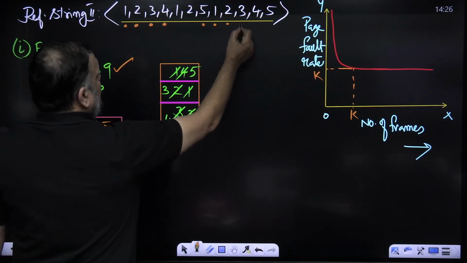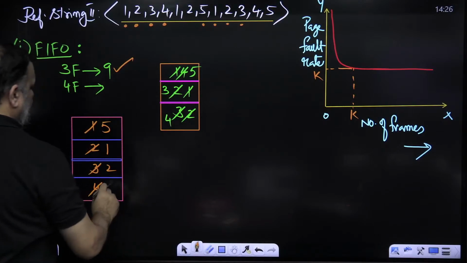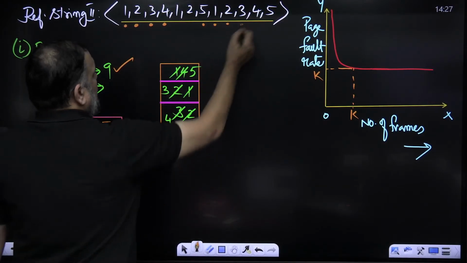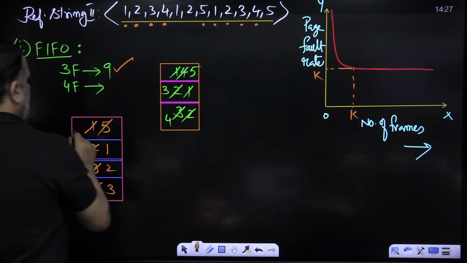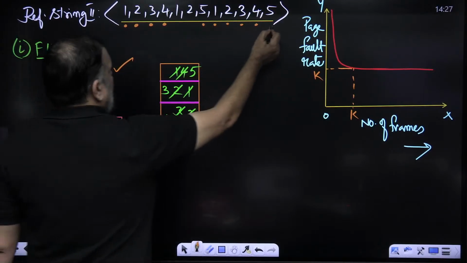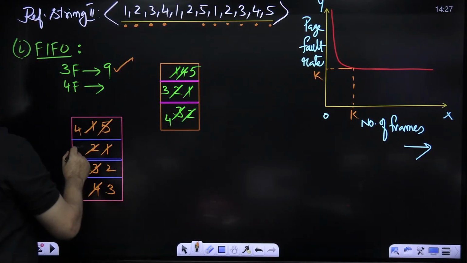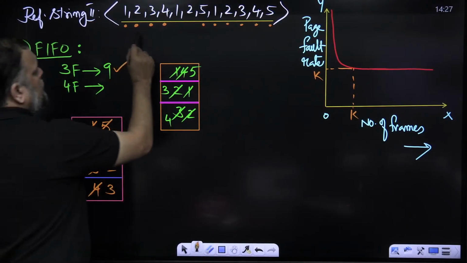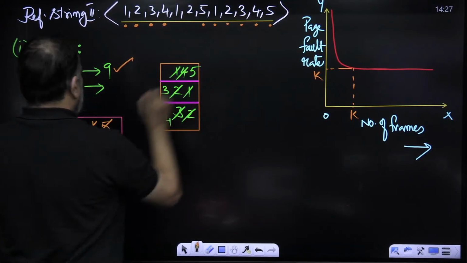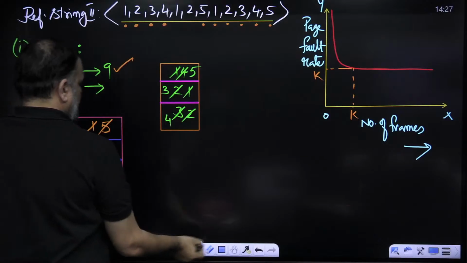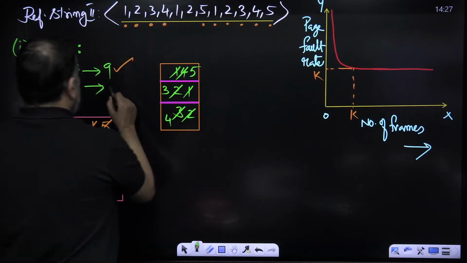Then after that 3 will replace 4. Then after that 4 will replace 5. इसके बाद 5 will replace 1. So how many page faults? 1, 2, 3, 4, 5, 6, 7, 8, 9, 10. 10 page faults. So boys and girls, 10 page faults.